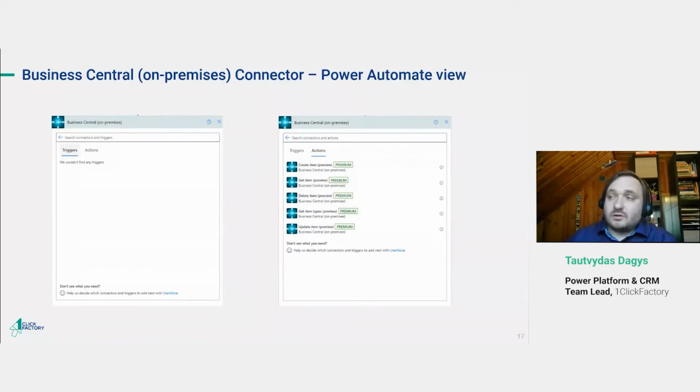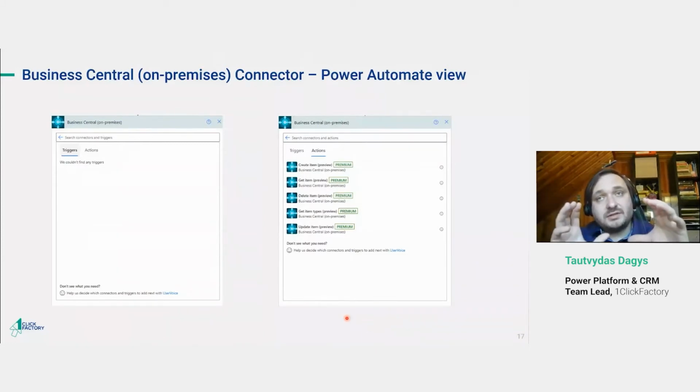The on-premise version, on the other hand, does not have any triggers. And that's a pity, because we can't enable those scenarios of reacting to some change. On the action side, it's again a bit of a different approach, at least different naming. It also works on the table level, and it can work with different tables. But here we have as well get one item by ID, create item, update item, etc. So this is the view from the Power Automate perspective.